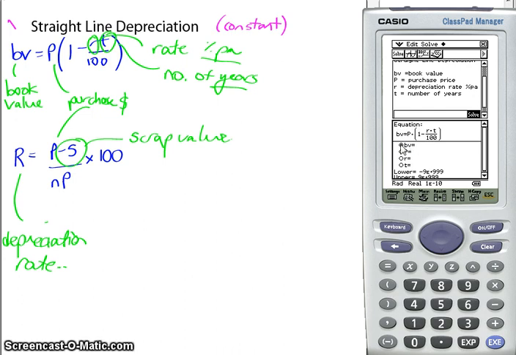Press go. I want to make sure it looks like what I've got here. BV is one thing. P 1 minus RT over 100. So that looks great. Type here, this is my book value calculation, straight line. Okay.